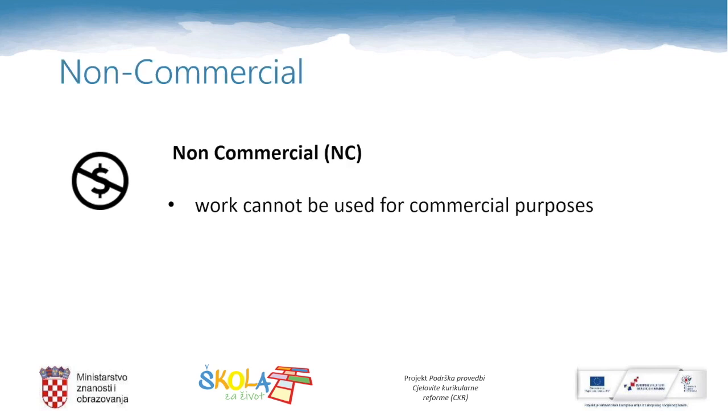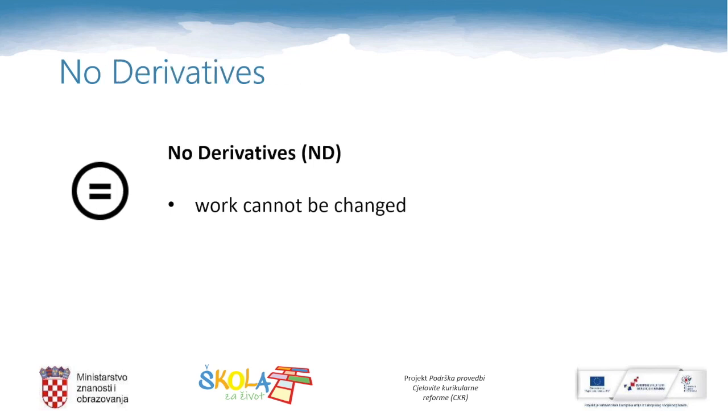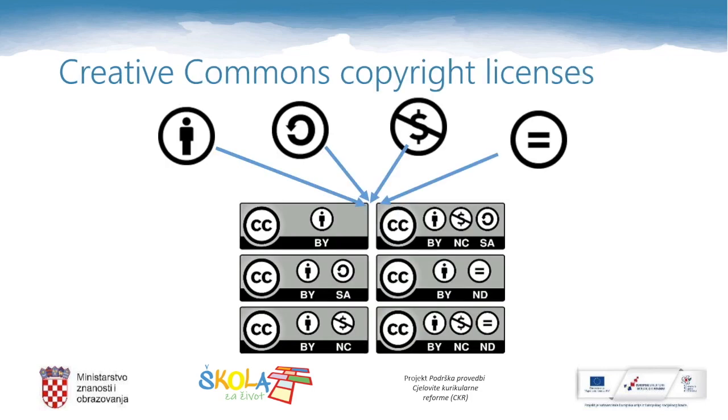Non-commercial baseline right means that the licensees may copy, distribute, display, and perform the work and make derivative works and remixes based on it only for non-commercial purposes. No derivative works means that the licensees may copy, distribute, display, and perform only original copies of the work, but derivative works are not allowed. 6 copyright licenses have been created by mixing and matching these 4 baseline elements for copyright holders to choose from.